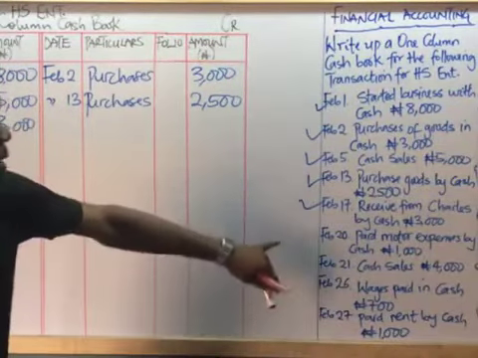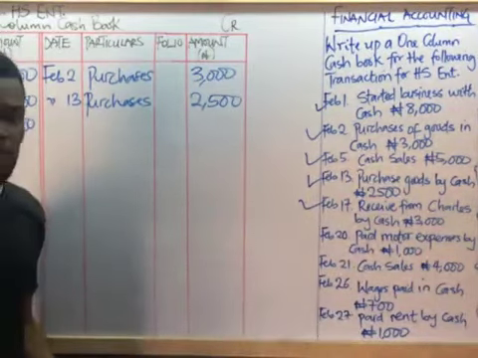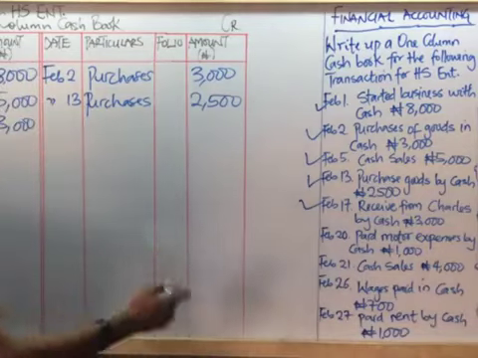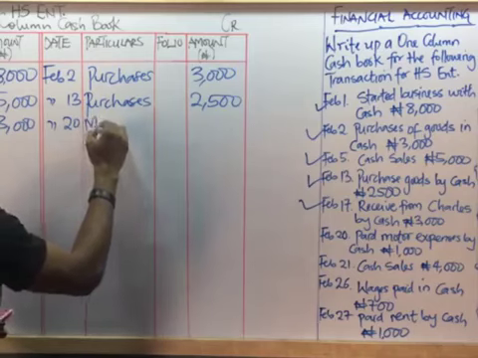February 20, paid motor expenses by cash, 1,000. It is an expense, so record it on the credit side. What is the date? February 20, motor expenses.